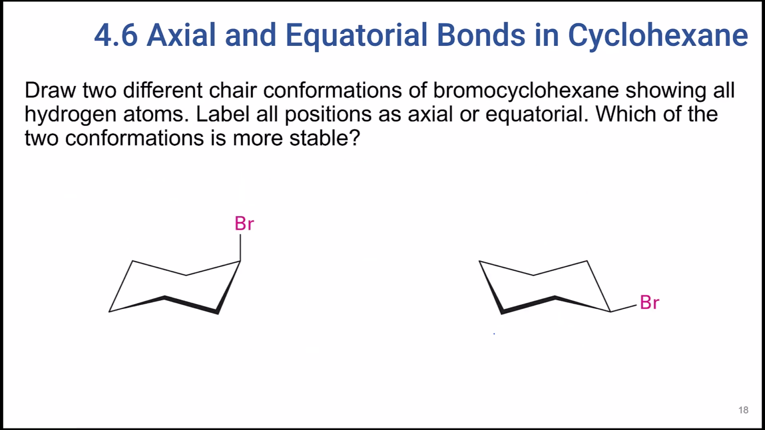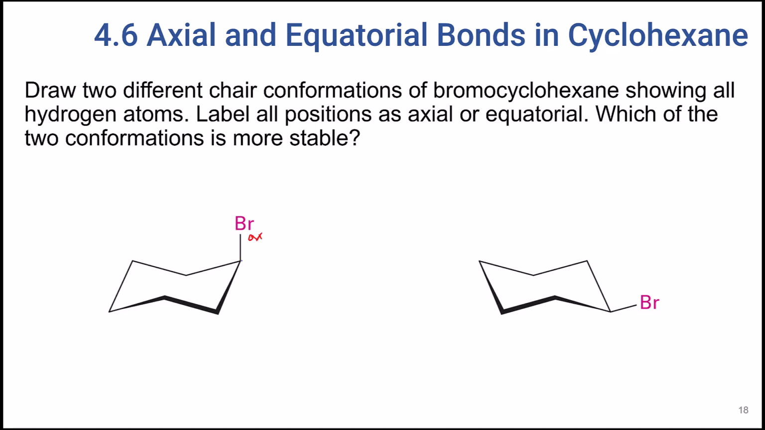We want to draw chair conformations of bromocyclohexane, showing all of the hydrogen atoms and labeling positions as axial and equatorial, and then figuring out which one is more stable. We're going to draw in the axial groups first, and I'm going to do those in red. The bromine on the first one, because it's pointing straight up and down, that's axial.